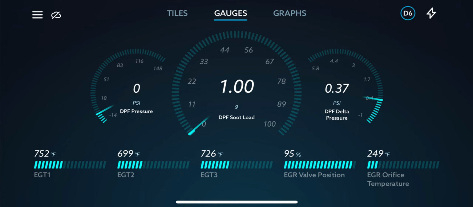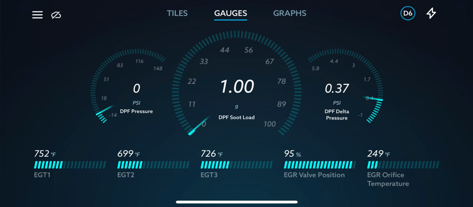The DPF delta pressure is the difference between before the DPF and after the DPF. So the air going through the DPF, 0 psi, and then by the time it exits the DPF, the difference, at least in this snapshot, is 0.37 psi, which isn't much. It's not even 1 psi, not even half psi. But anyways, I got EGT 1, 2, and 3.